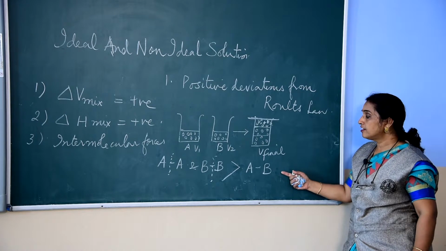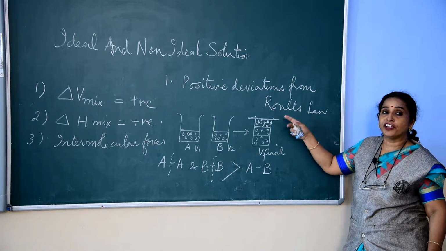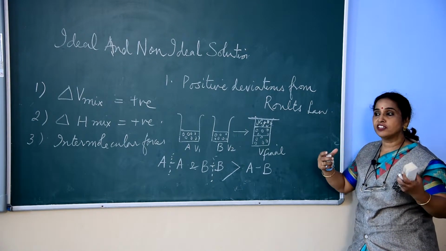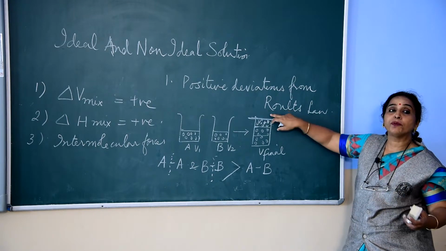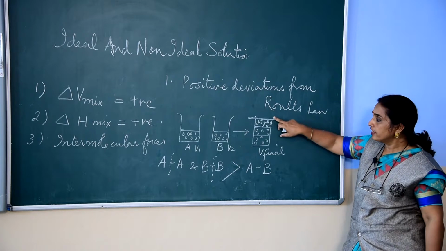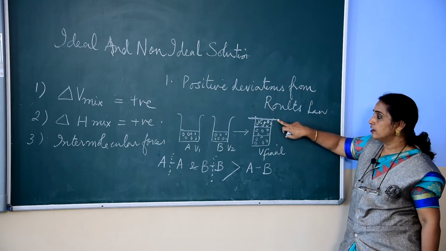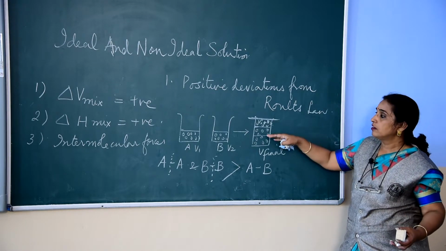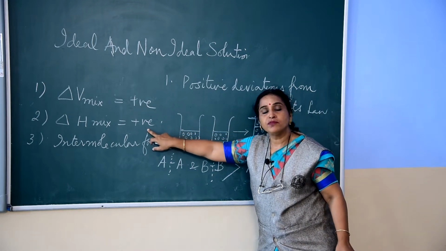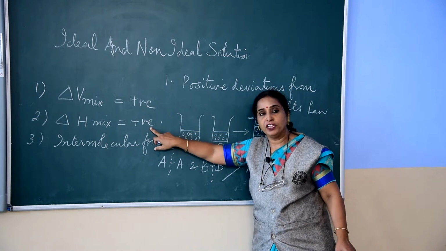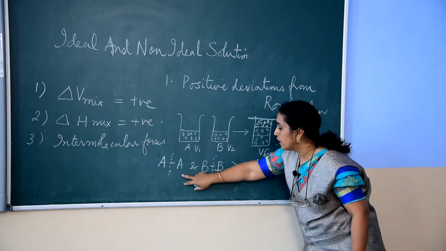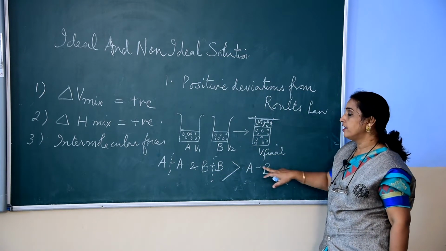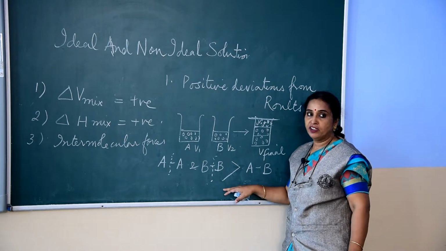But the resultant solution that is formed has a larger final volume, which means the forces over there are much lesser, and that is why the vapor pressure is higher. So, as the vapor pressure is higher, due to less stability, delta H mix becomes greater than 0, or is said to be positive. The intermolecular forces between A and B are finally less than those between AA and BB.